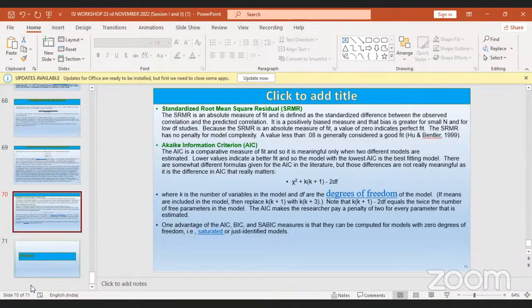Now, you can go for the standardized root mean square residual and the Akaike information criterion. So these are the standard indices you have to look into when you are getting the results of structural equation modeling.